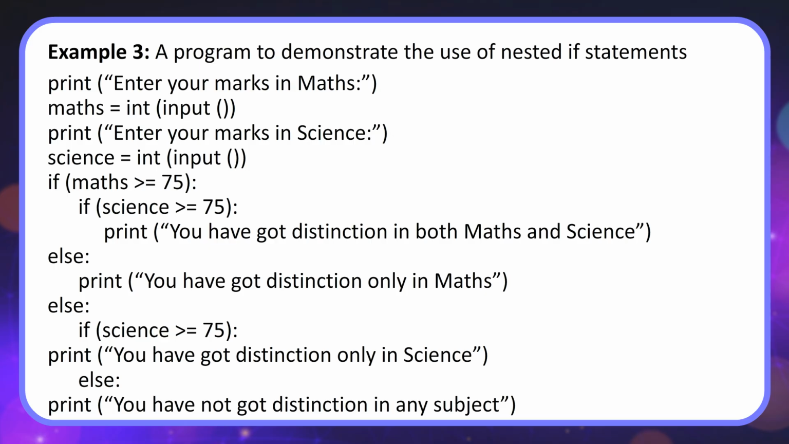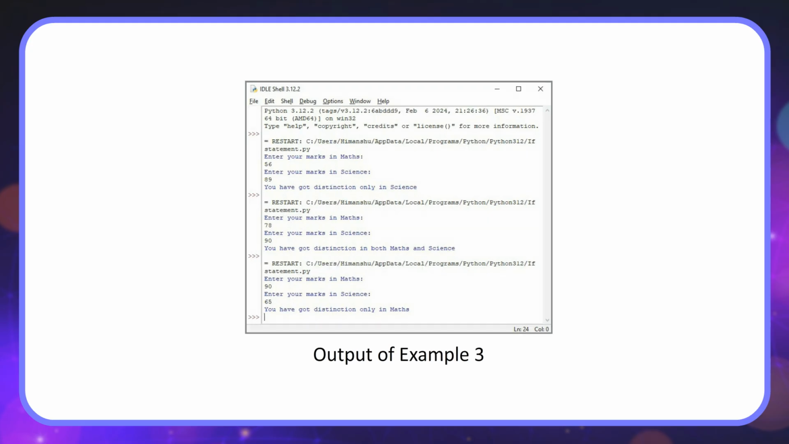science = int(input()). If maths >= 75: if science >= 75: print("You have got distinction in both maths and science"); else: print("You have got distinction only in maths"). Else: if science >= 75: print("You have got distinction only in science"); else: print("You have not got distinction in any subject").